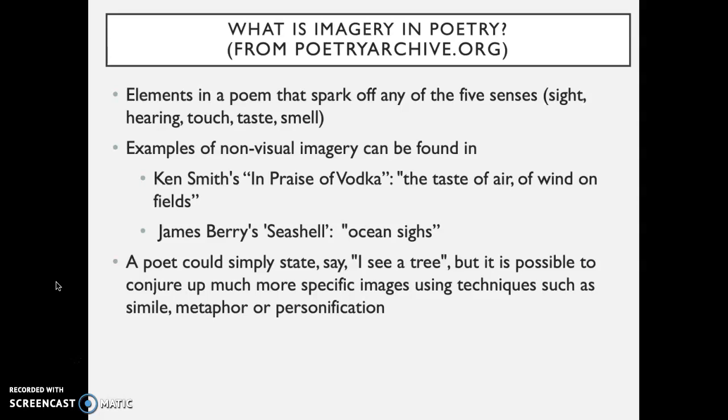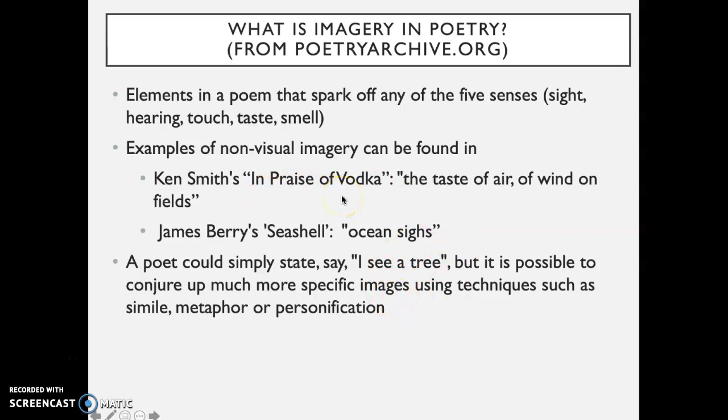For example, non-visual imagery could be the taste of air, of wind on fields. It could be ocean sighs, which is, you can hear that one. So there's different ways we can use senses in the poems to bring them to life more.